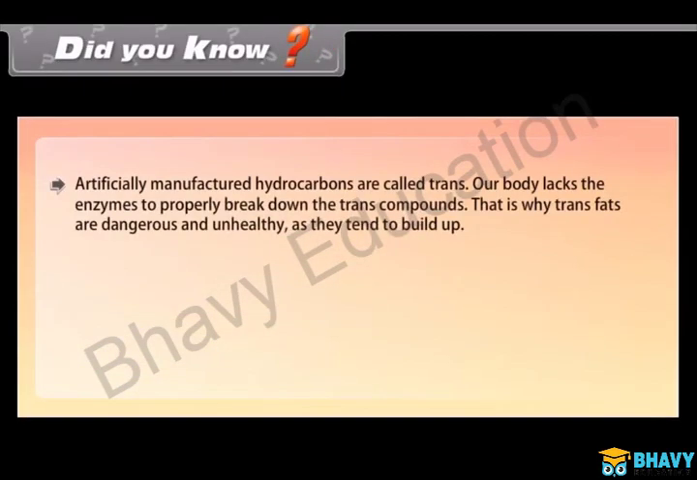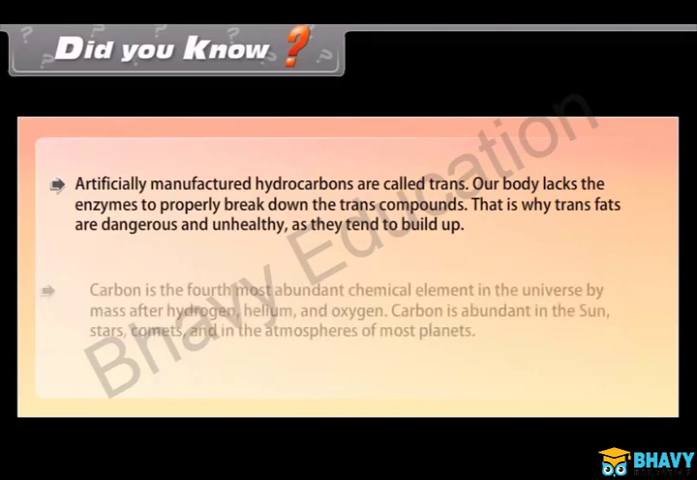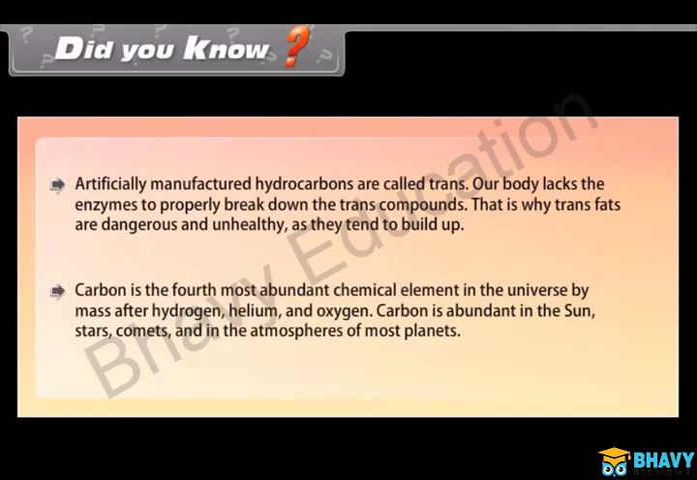Did you know? Artificially manufactured hydrocarbons are called trans. Our body lacks the enzymes to properly break down the trans compounds. That is why trans fats are dangerous and unhealthy as they tend to build up. Carbon is the fourth most abundant chemical element in the universe by mass after hydrogen, helium, and oxygen. Carbon is abundant in the sun, stars, comets, and in the atmospheres of most planets.